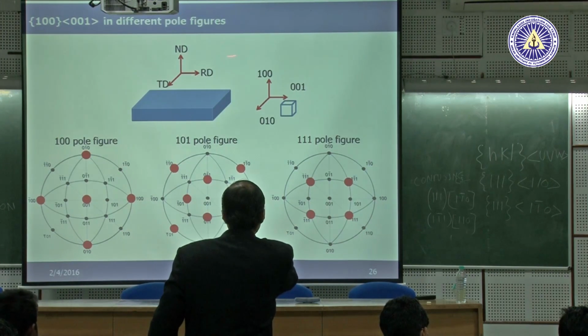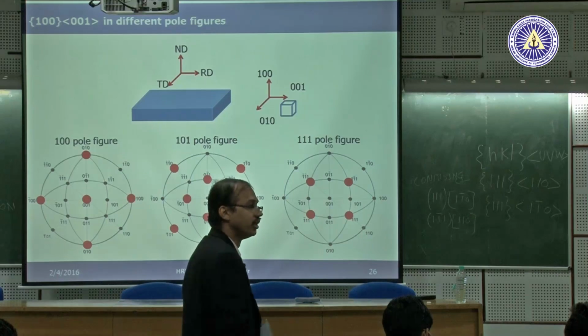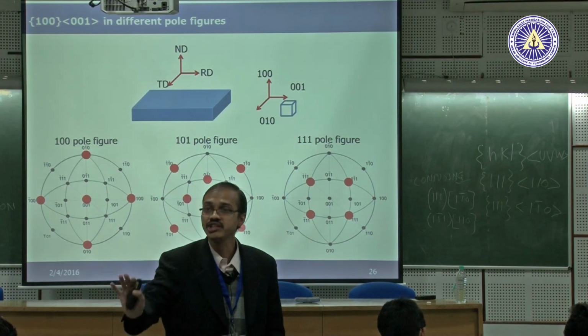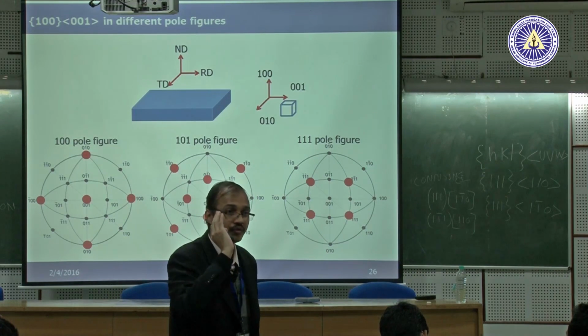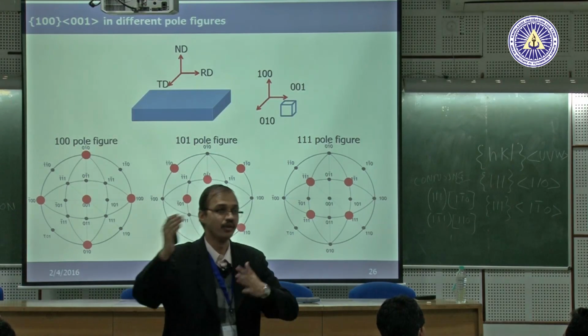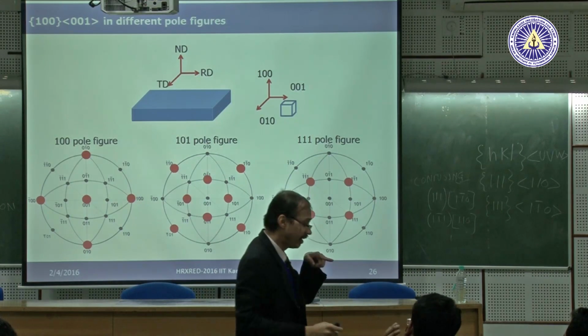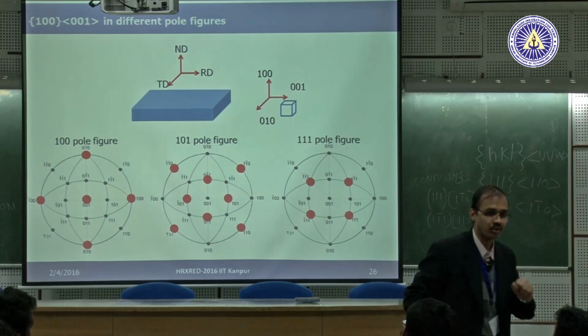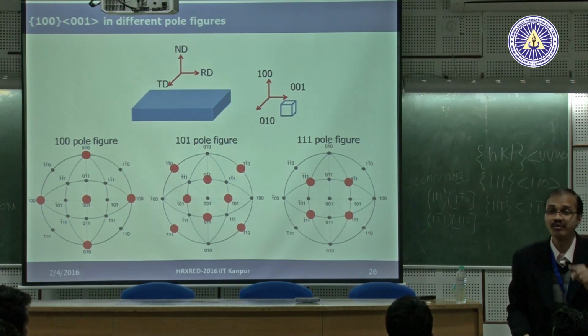This is my ND, RD, TD and this is how my unit cell is. Orientation is not changing. It is just my view which is changing. Whether I am looking front on, side on, or crystallographically whether I am looking along the 1, 0, 0 or I am looking along 1, 1, 0.